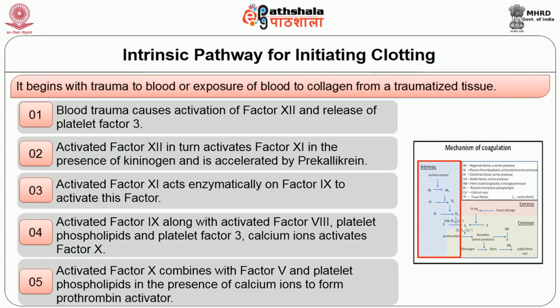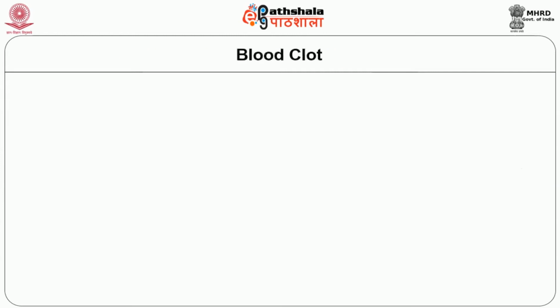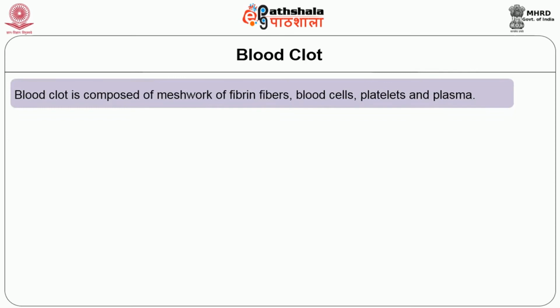So, thrombin activates another factor called fibrin stabilizing factor that causes covalent bonds between the fibrin monomer molecules, which increases the three-dimensional strength of the fibrin meshwork. Thus, a strong blood clot is formed. Now, what is this blood clot composed of? So, this blood clot is composed of a meshwork of fibrin fibers, the blood cells, platelets and the plasma.